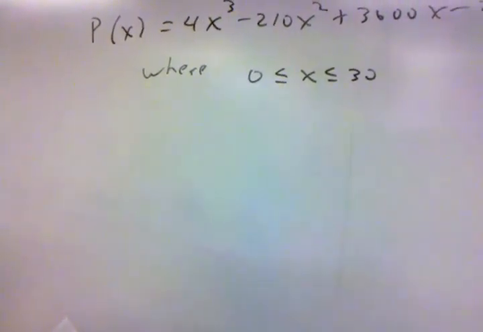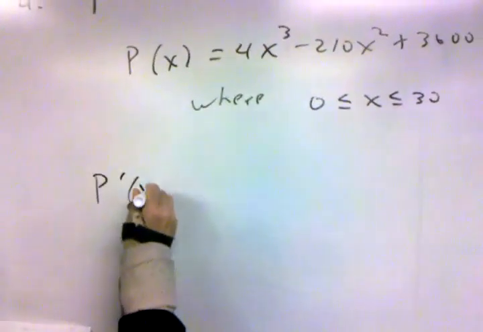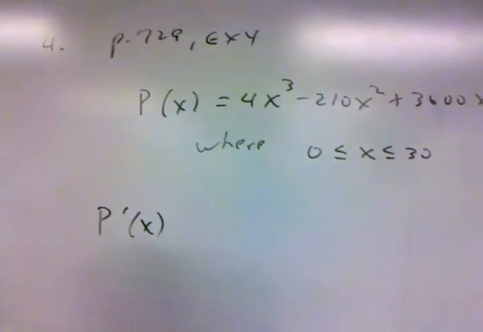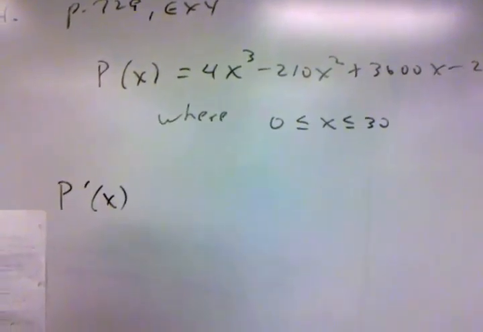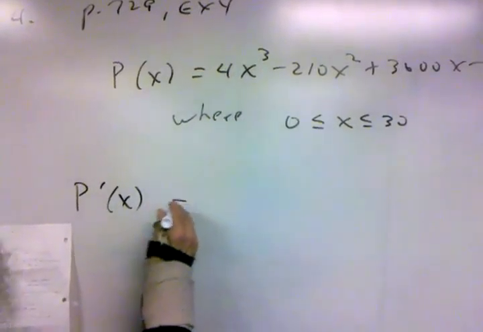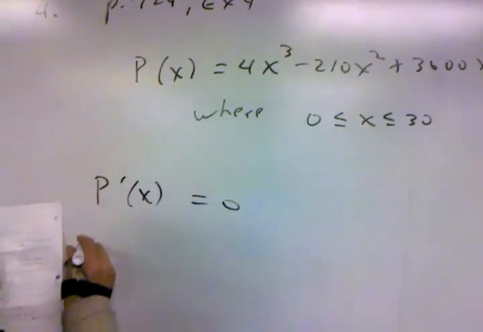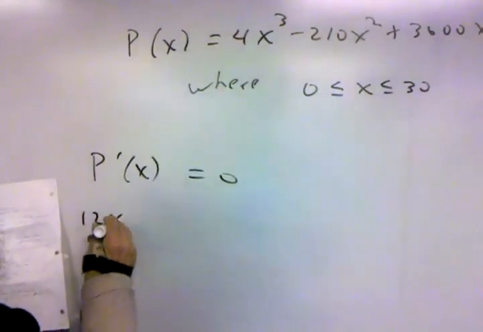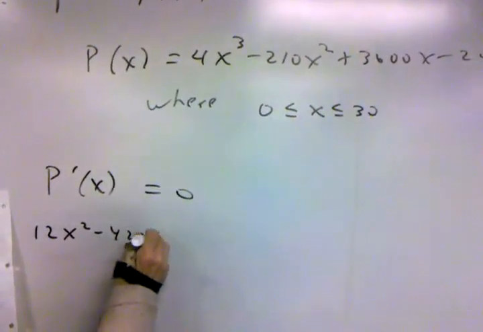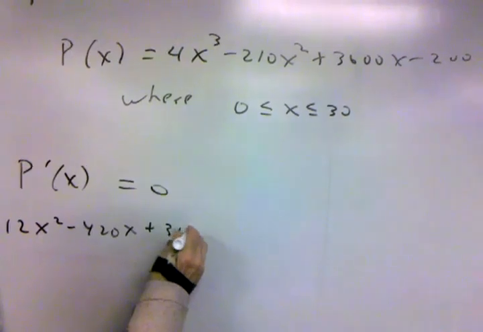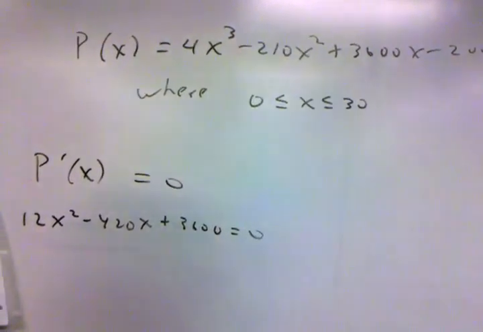So we're going to do the following. We're going to try to find critical points. This function is defined everywhere. Derivative is defined everywhere because it's a polynomial. So what we worry about is what are the critical points when it's 0. So we want to look at p prime of x is 0, and p prime of x is going to be 12x squared minus 420x plus 3600, and we set that equal to 0.